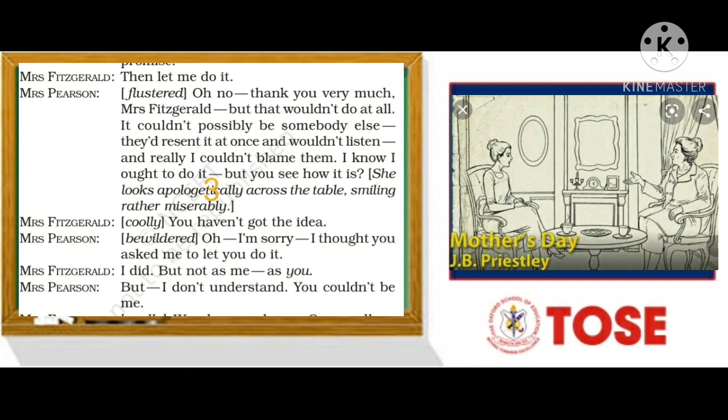Bewildered means surprised, stunned. So I'm going to stop here, but I would like to give you a hint of what they were going to do. She was going to do some kind of magic or something, so they could change their personalities. Mrs. Pearson would become Mrs. Fitzgerald, and Mrs. Fitzgerald would become Mrs. Pearson.